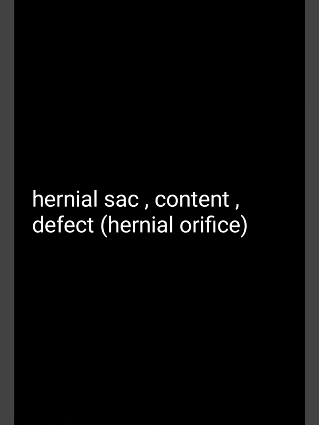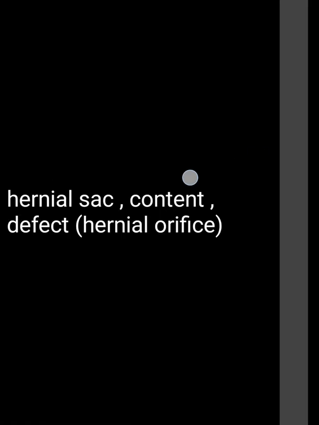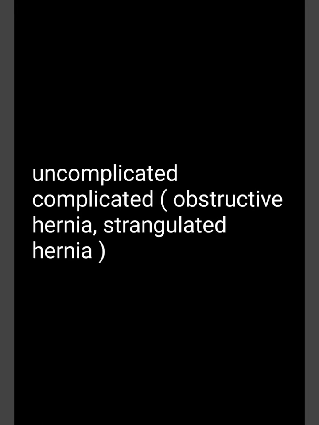Definition of hernia: protrusion of a viscus or part of a viscus through the wall containing it. Parts of a hernia: hernial sac, content, and defect (hernial orifice). Types of hernia: uncomplicated, complicated, obstructive hernia, strangulated hernia.